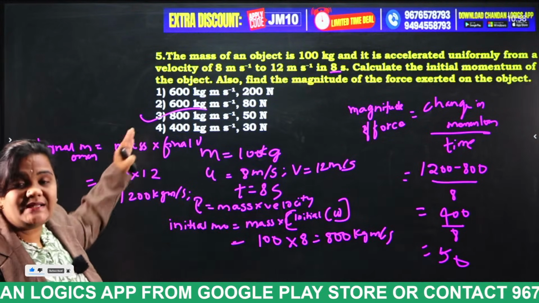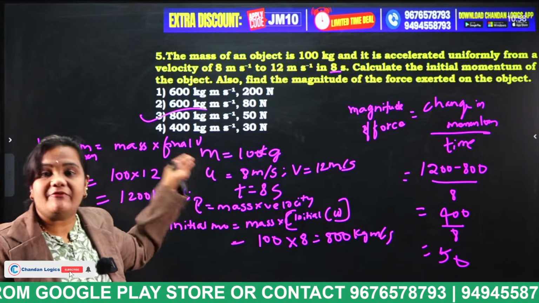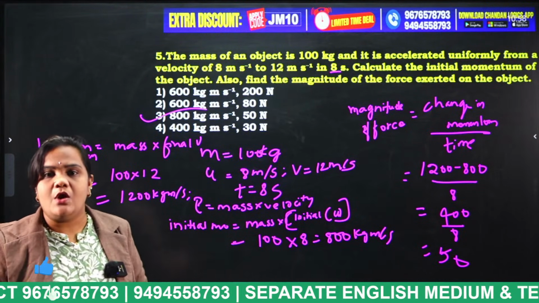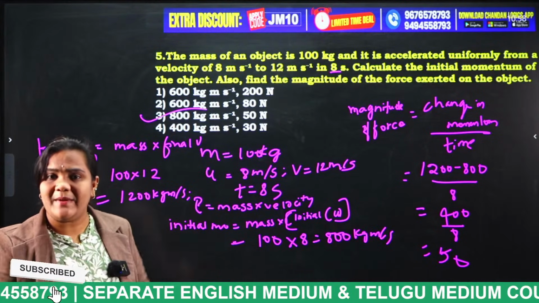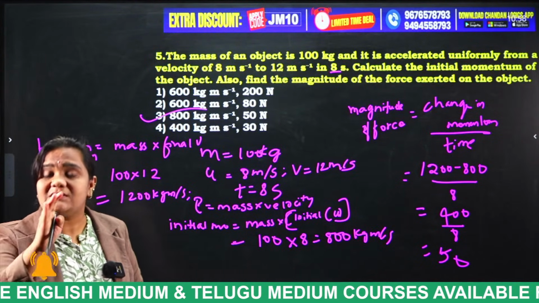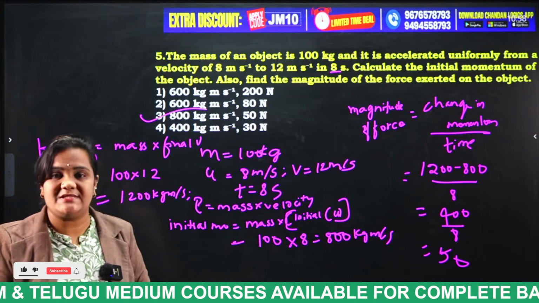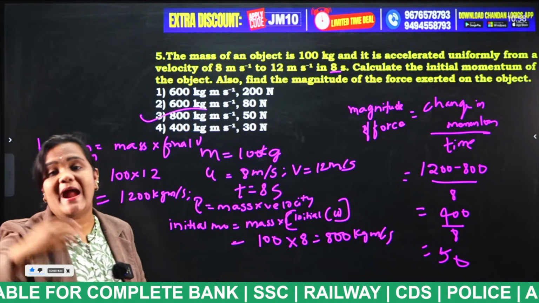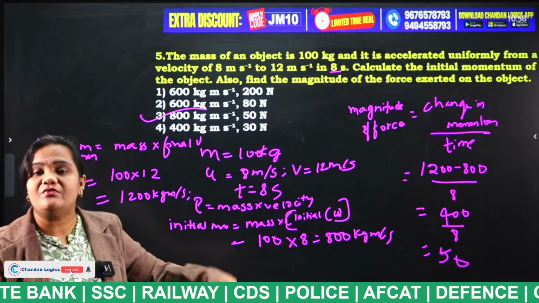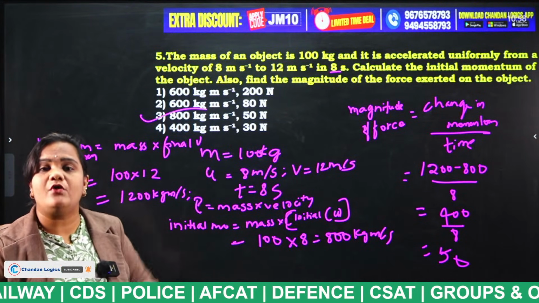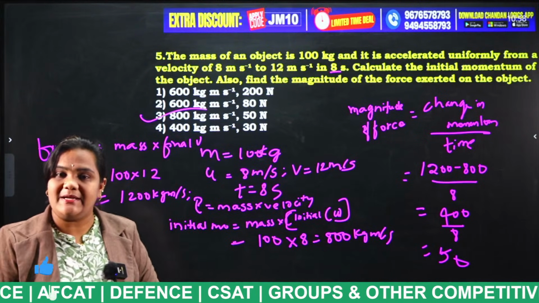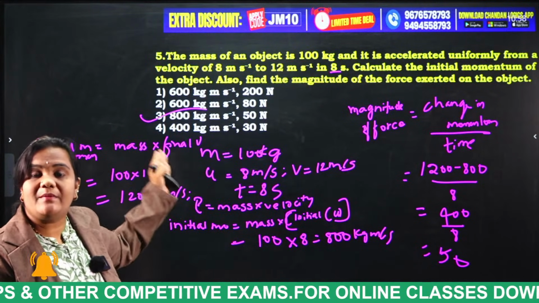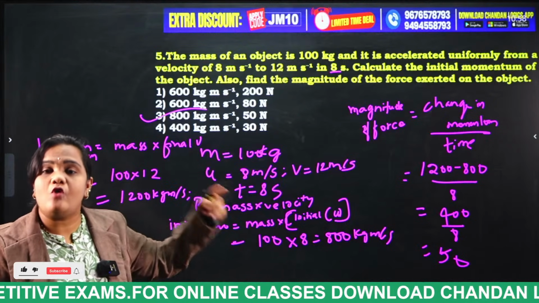So what are the given values? Here they have given the mass, the initial velocity and the final velocity, and they are asking you to find the initial momentum. We all know very well the formula for momentum: mass into velocity. They have given two velocities, initial velocity and final velocity, so we have to find the initial momentum and final momentum. And finally, we have to find the magnitude of force. So magnitude of force is nothing but what, students? Change in momentum by time. If we substitute the values in the formula, you will get the answer. So initial momentum is 800 kg meters per second and force will be 50 newtons.